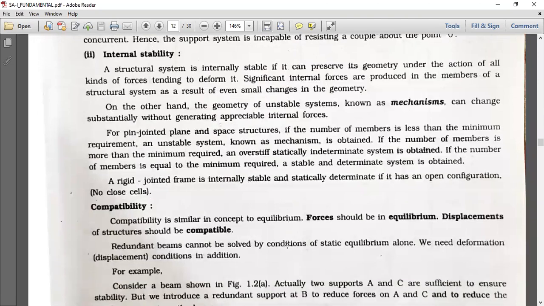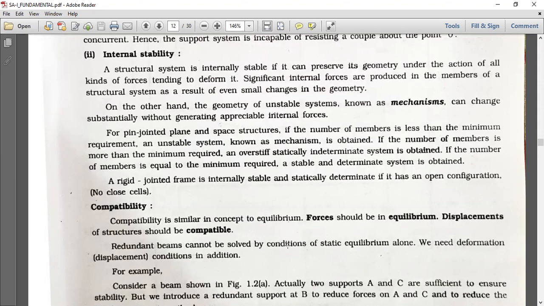Internal stability. A structural system is internally stable if it can preserve its geometry under the action of all kinds of forces tending to deform. Significant internal forces are produced in the members of a stable structural system as a result of even small changes in the geometry. On the other hand, the geometry of an unstable system known as a mechanism can change substantially without generating appreciable internal force.